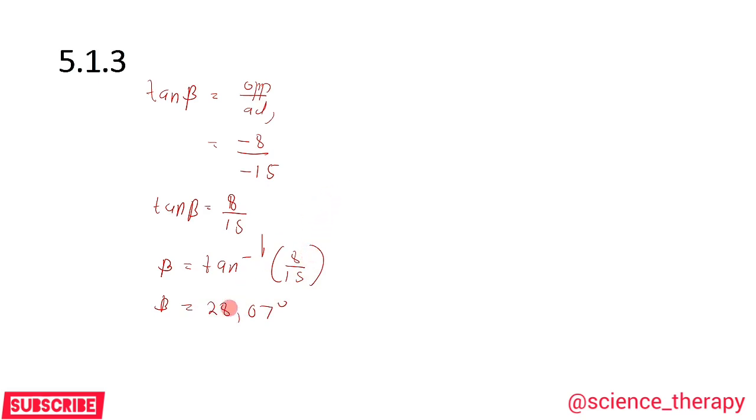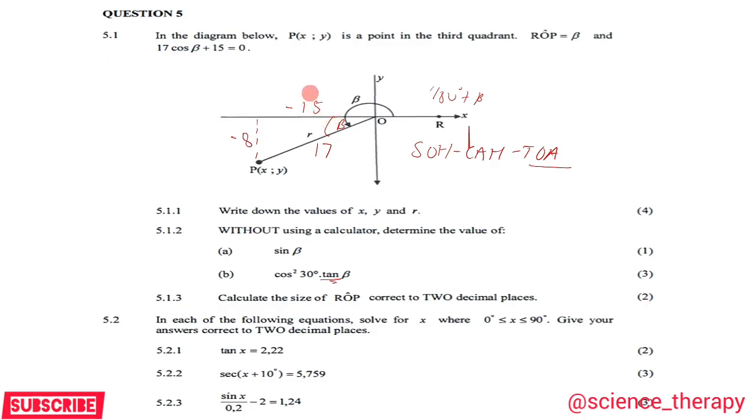But then remember, we are not looking for beta, we are looking for ROP, right? Which is the reflex angle 180 degrees plus beta. So to calculate for ROP, what do we have here? We have this 28.07 added to 180 degrees, because 180 degrees is a straight line, right? And the angle that forms as a result of a straight line is 180 degrees. So hence we have that 180 degrees plus beta.